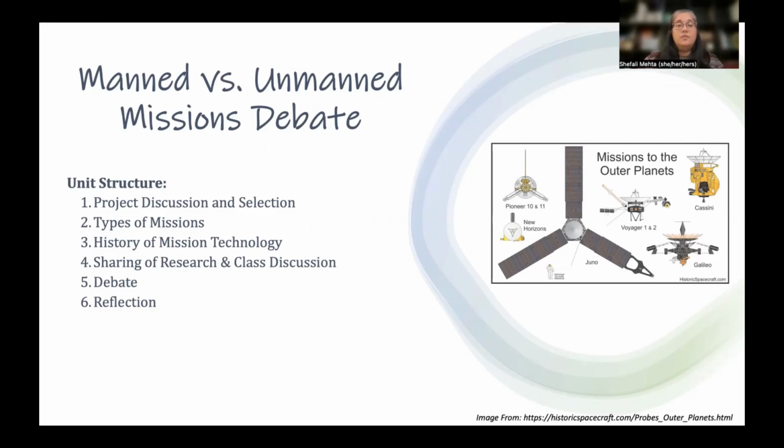Usually I have them create an infographic. They share their research. They share about all of these missions. And then we do the debate. The debate is pretty much a 30-second speech that shares their position and reasons for why they have that position. Then they all share their speeches. Then they have time to talk with each other and ask each other questions and refute different arguments.